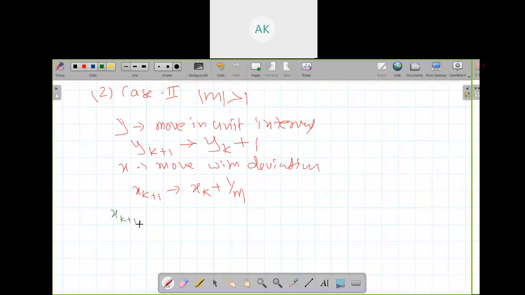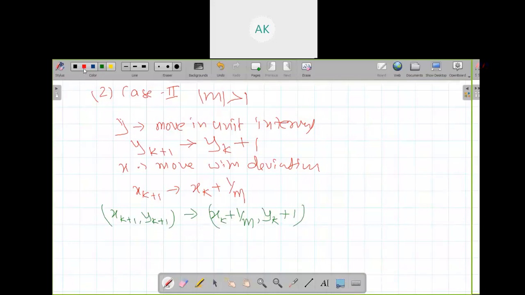So when m is greater than 1, the next point xk plus 1, yk plus 1 will be: x will change with deviation 1/m, and yk plus 1 will be yk plus 1. This is the formula.